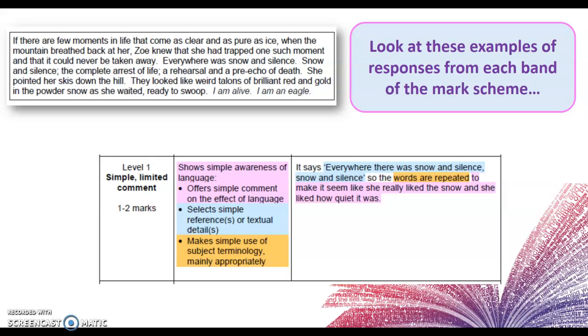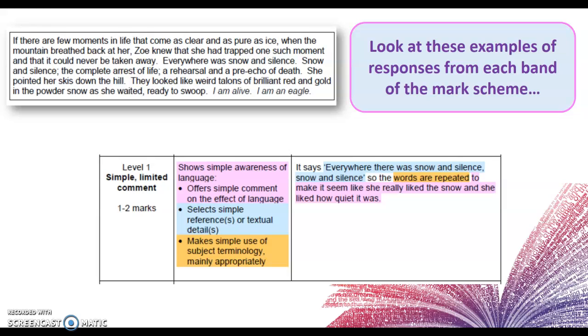So, for example, on the screen at the moment, this is the lowest level of the mark scheme. And this would get you 1 to 2 marks out of 8. And they're still looking for 3 skills, but at this level, they're looking for really simple awareness of the use of language. So they've highlighted in purple any comment on the effect of language. In the pale blue, that's the reference or textual detail. So that's your quotation, your evidence. And then in the orange, that's where you're showing that you understand writer's methods. So that's where you'll use your subject terminology. And even for 1 to 2 marks, they are expecting that to be used mainly appropriately.